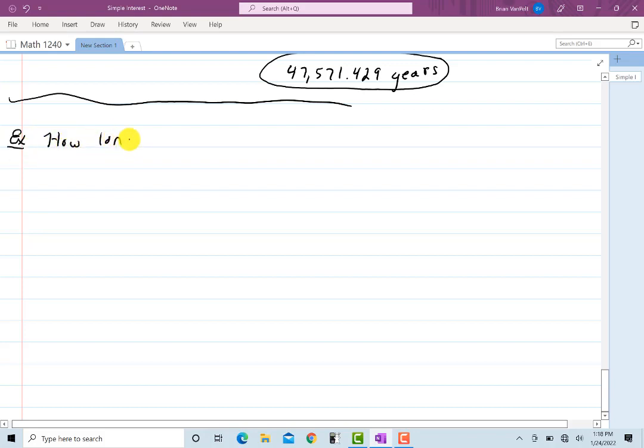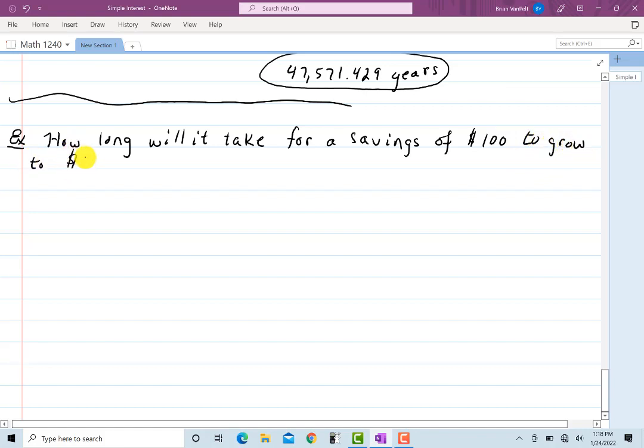How long will it take for a savings of $100 to grow to $100,000 if the APR is 15%?